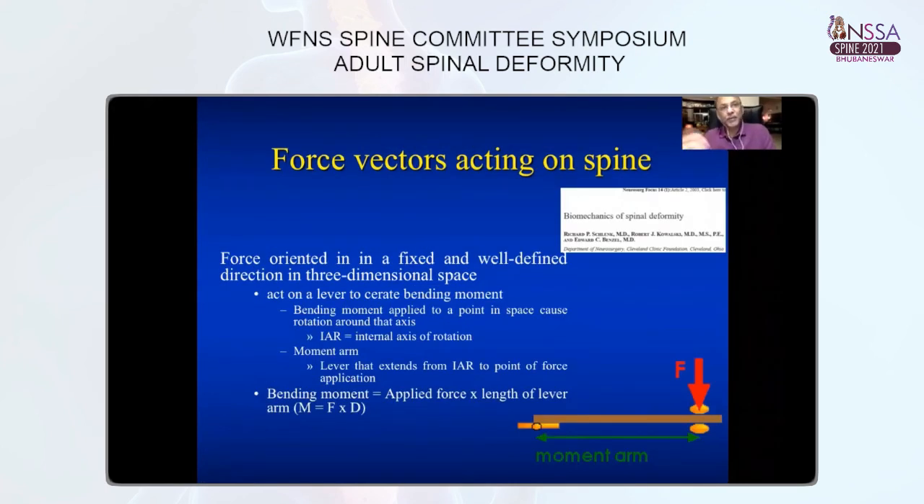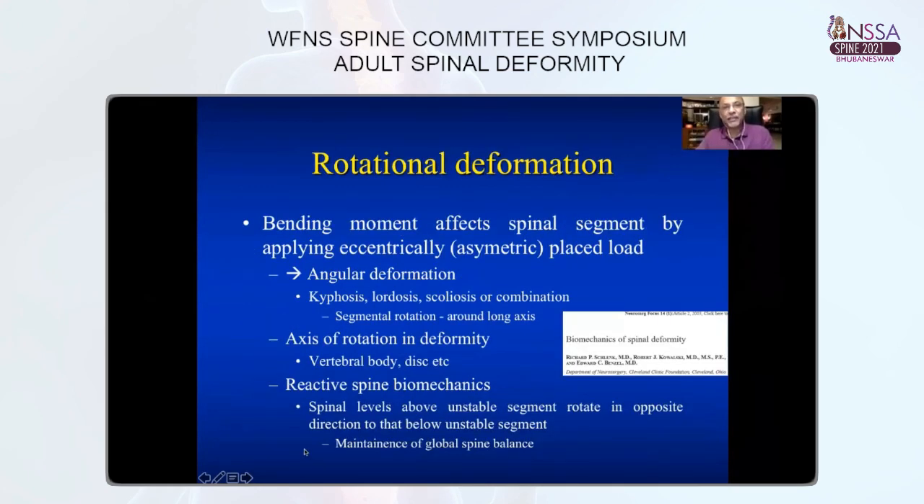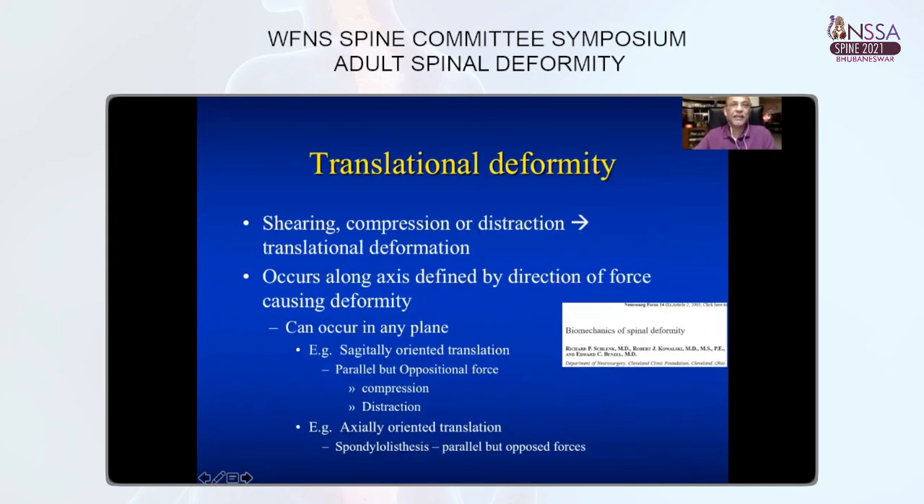So Ed Benzel came up with these force factors acting on the spine. He said that there is a force applied, and the length of the lever, depending on that, gives your bending moment. And the bending moment affects the spinal segment by applying eccentrically, or maybe on one side. So you get kyphosis, lordosis, scoliosis if it's angular. If it's on the axis of rotation, the vertebral body and disc will be involved. This is to maintain the sagittal segment.